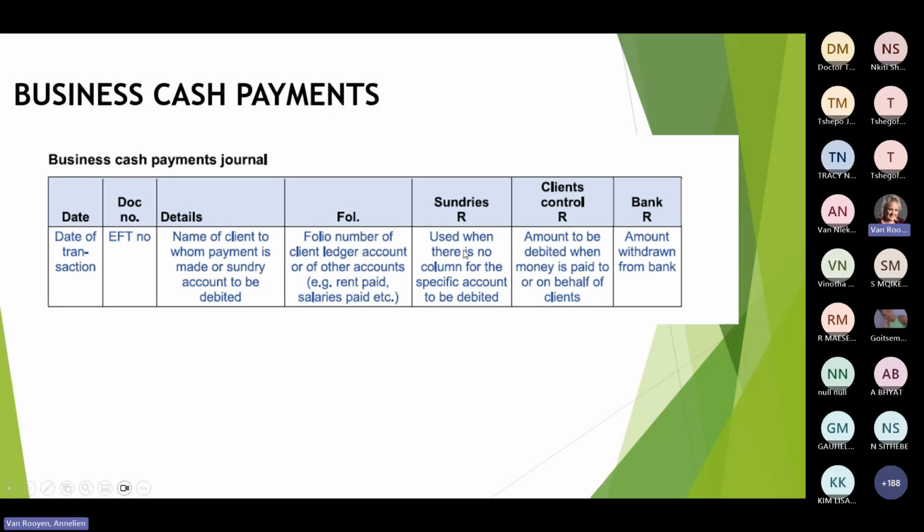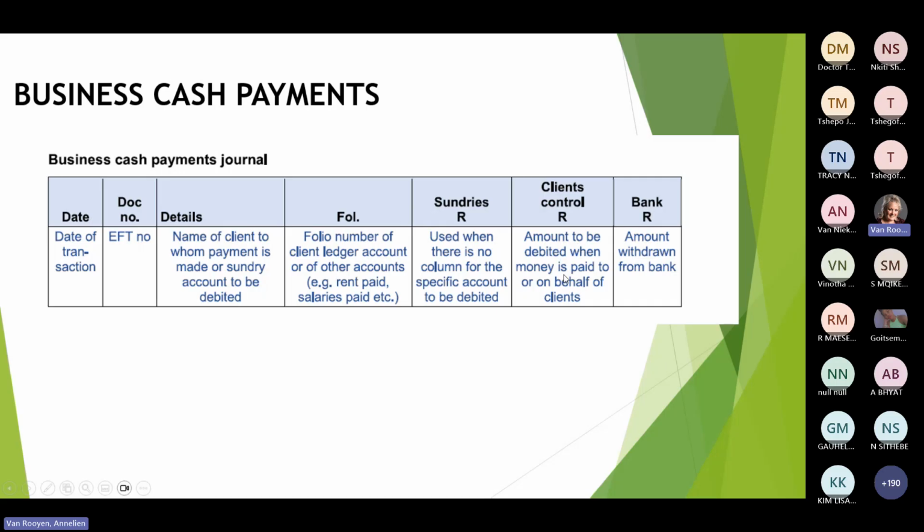Again, your sundries. It's items that are not normal business transactions, like once a month, or not even, perhaps once every 3 months. You may have something like a donation. So then it goes under sundries. Again, you have a folio number for that. Where will you debit it to? So you need to have that as well.